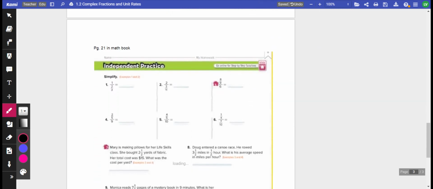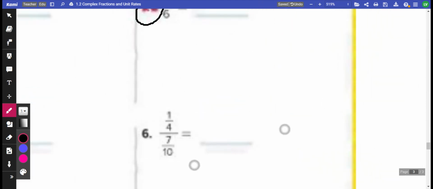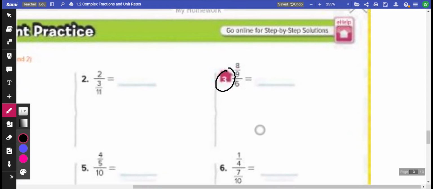Continuing. Let's go ahead and try number 3. 8/9 divided by 6. Sorry about that. 8/9 divided by 6. First, I'm going to change that into a division problem. 8/9 divided by 6.